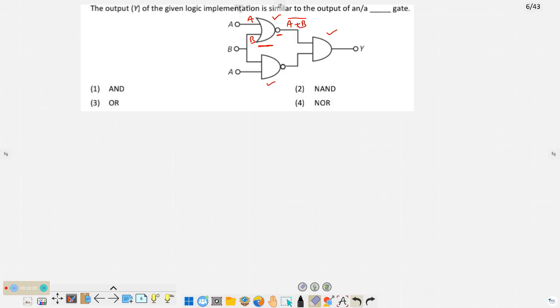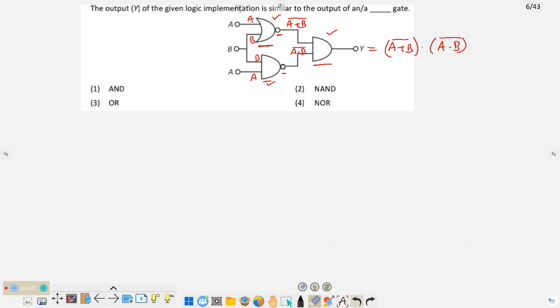Now here again, this is input B, this is input A. So this is an AND gate. AND gate means A dot B, and there is a complement, that is A dot B whole bar. Now this is only an AND gate, there is no bubble. So what is the output? Y is equal to A plus B whole bar, dot A dot B whole bar. So this is the output.